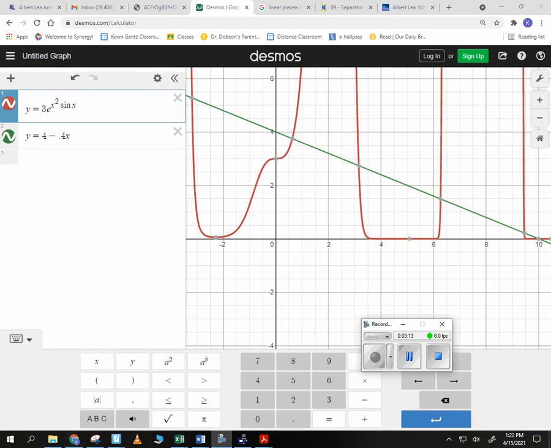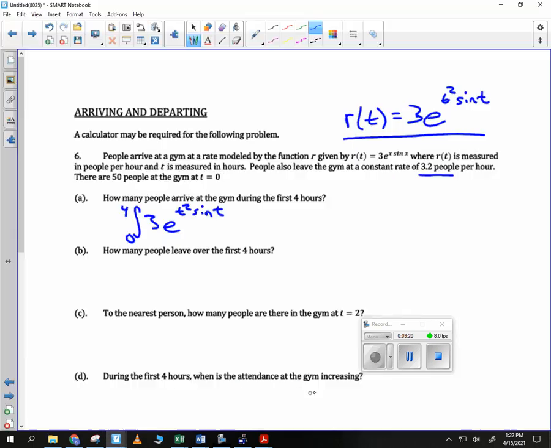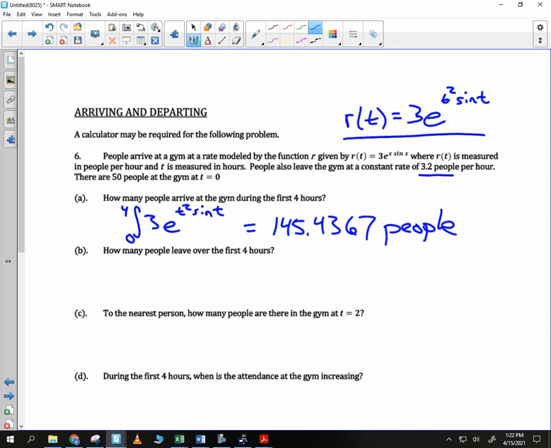So my apologies, I'm just a little bit off here. That's not the graph that I came up with earlier, but we're just going to roll with it and carry through the problem. It'll still work out. So what do we get? 145.4367. Okay, something like that. So that's the number of people that arrive over the course of the first 4 hours.